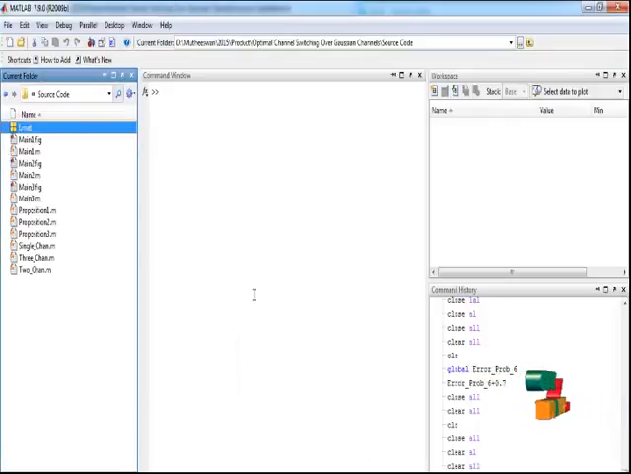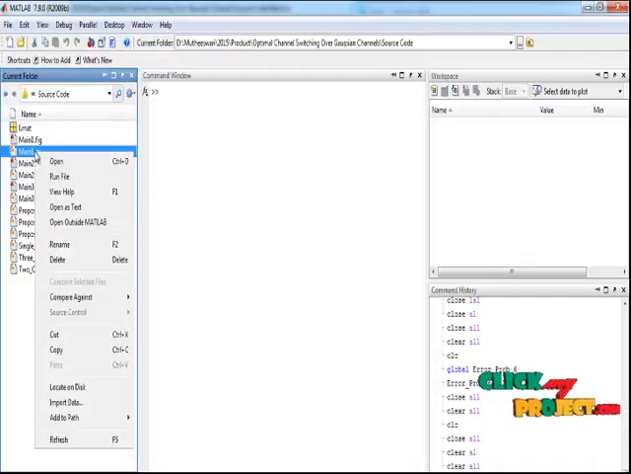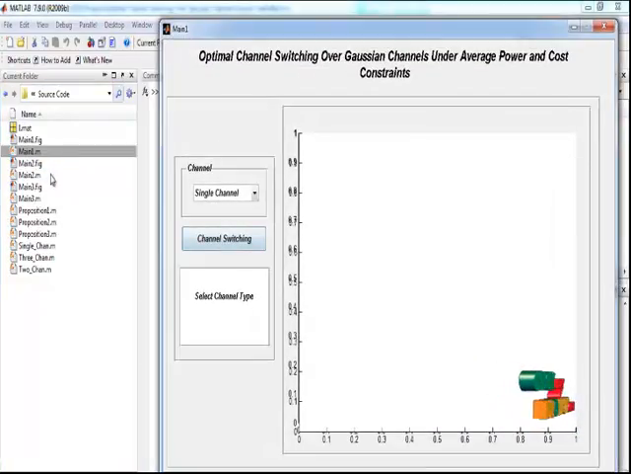Let me discuss the running procedure for our process. Select the main 1.m file in the current folder, right-click the file and run it to execute this process. This is the main window for optimal channel switching over Gaussian channels under average power and cost constraints.